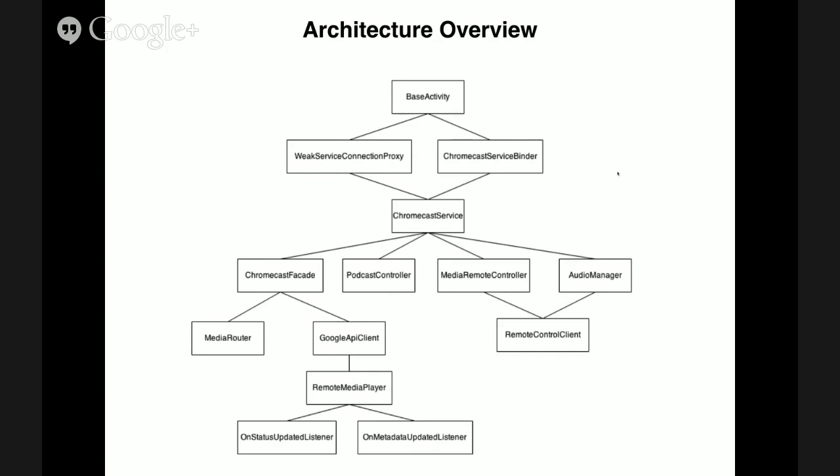You connect to that. The Google API client is the plumbing between you and the remote media player. And then the remote media player will fire callbacks like on metadata updated listener and on status updated listener. That'll give you things like playback position and, generally, what's going on with the player.